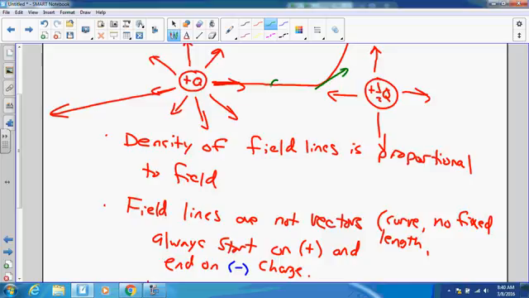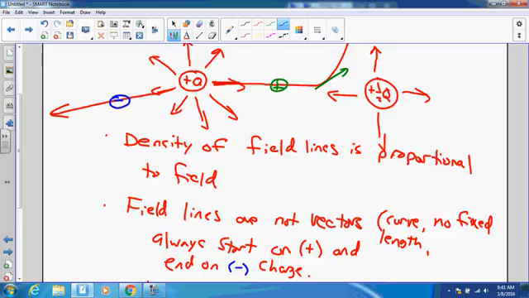This is the key point to remember. If I place a positive charge anywhere on a field line, that positive charge is going to experience a force in the direction of that field line. In other words, positive charges fall down field lines. And if I place a negative charge anywhere on a field line, then that negative charge is going to experience a force opposite to the direction of that field line. In other words, negative charges fall up. Does that make sense? Okay.